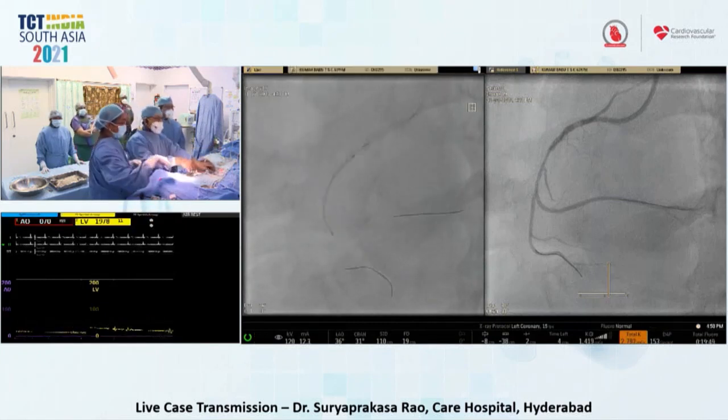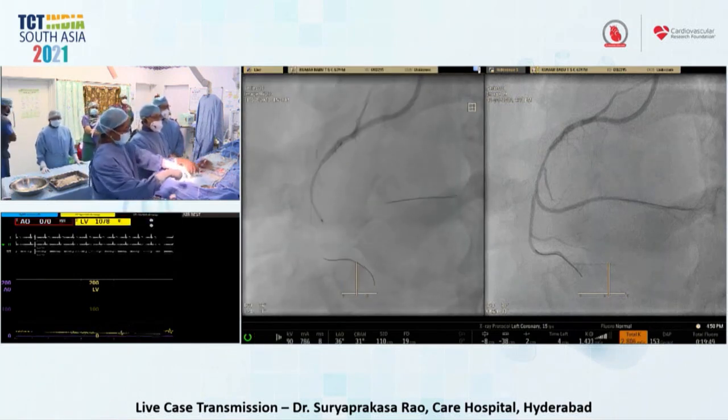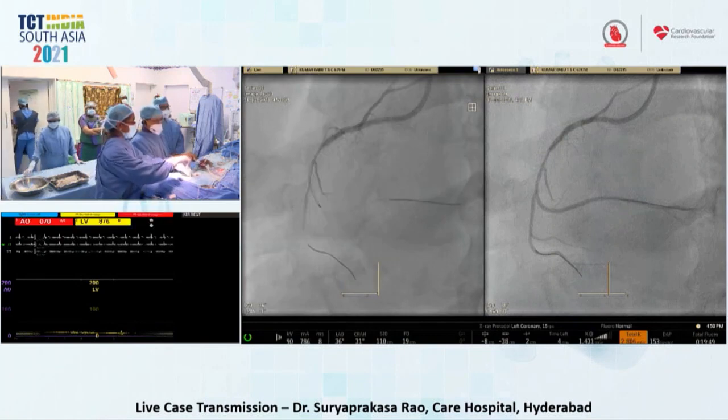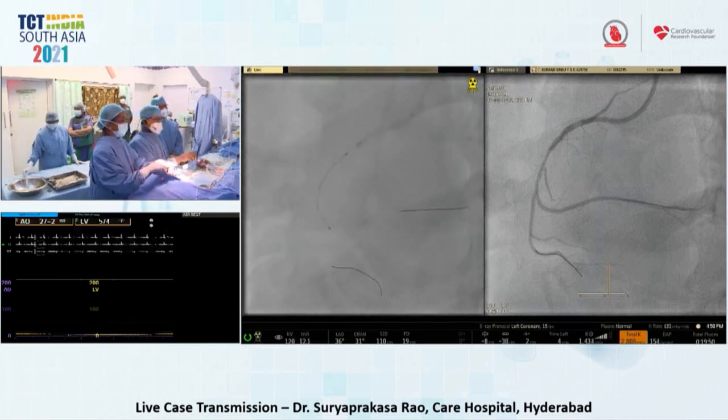We don't want to give too much. The RV branch is protected with a wire. And then the proximal mild disease was also covered.